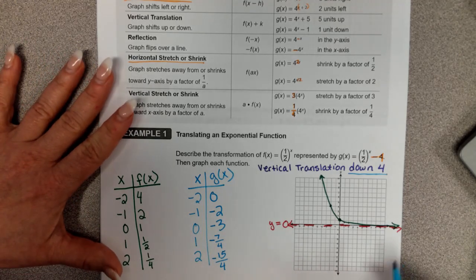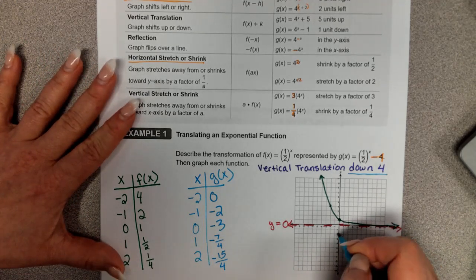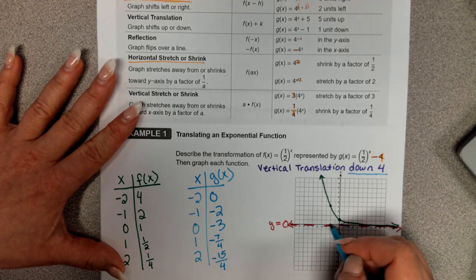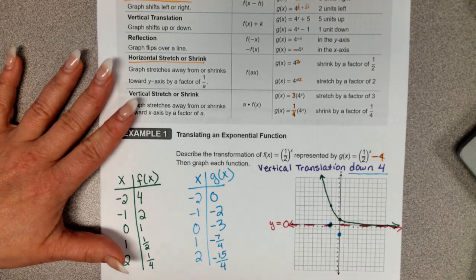Okay, so let me get these numbers on here. I have the point -2, 0. Did I do that right? I did not. This is -2, 0. Sorry. I don't know where my whiteout is, but that's -2, 0.